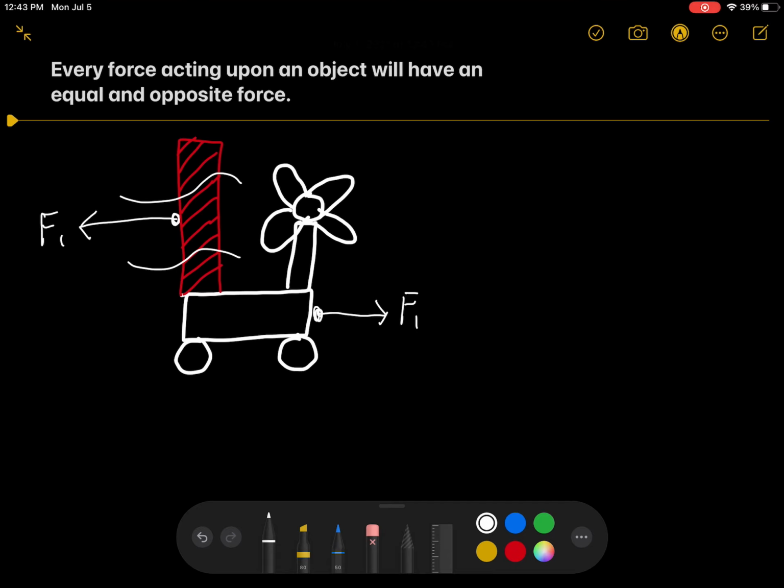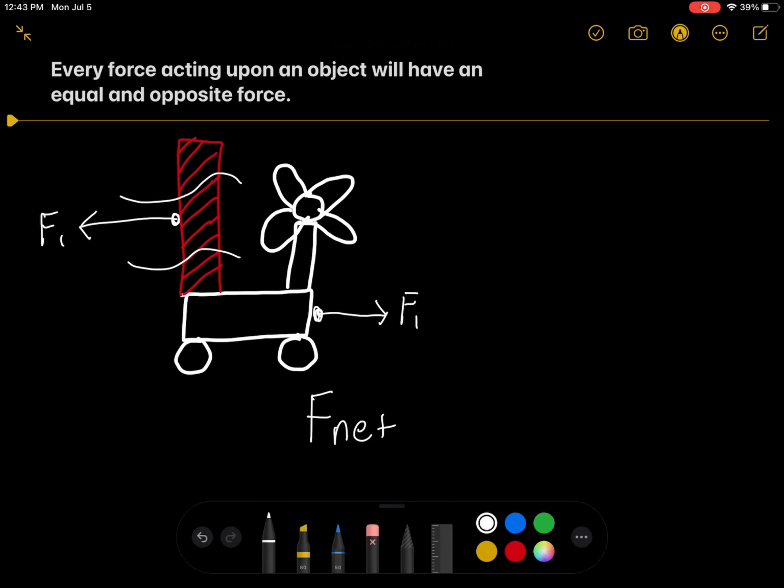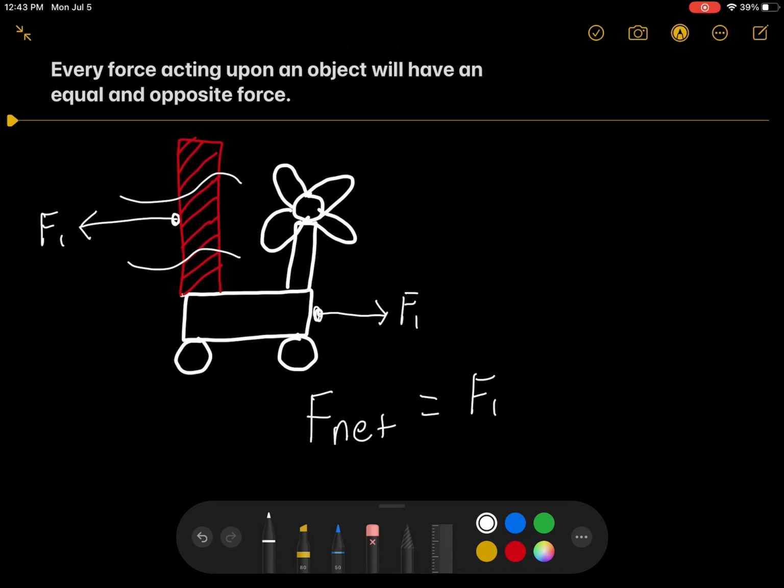Why? Because the metal plate is attached to the cart and is feeling a force to the left, but at the same time the cart also wants to move to the right. So the net force is going to be simply 0, because F1 minus F1 is just 0.